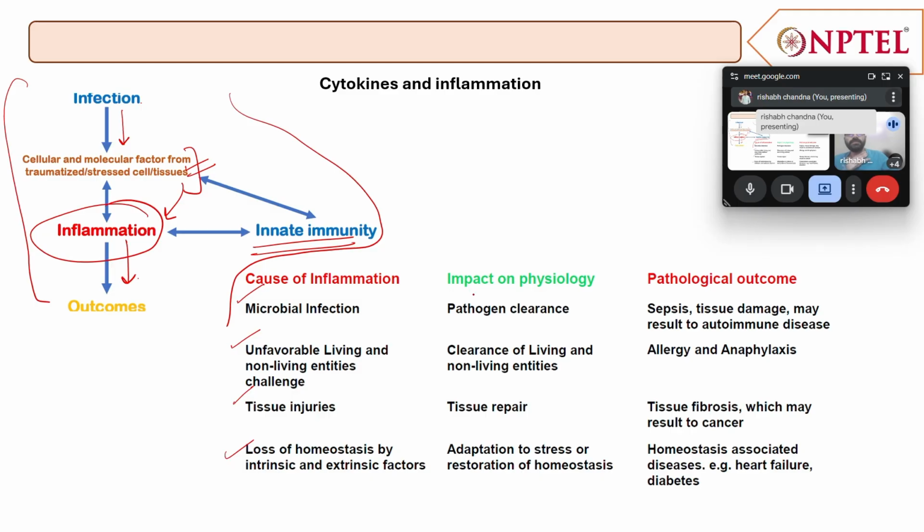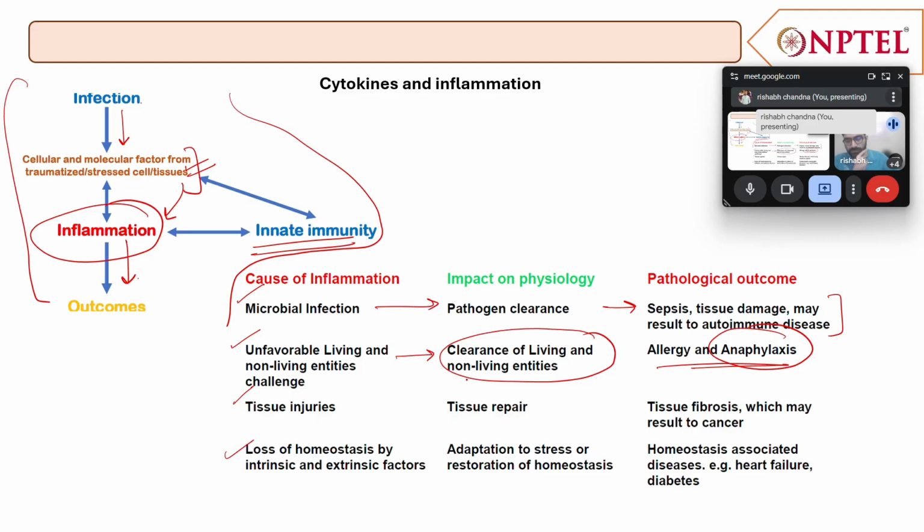Then we have impact on physiology. Microbial infection can lead to pathogen clearance. What will be the pathological outcome of that? It will lead to sepsis, tissue damage, and some of the autoimmune diseases. Unfavorable living and non-living entities help the body in clearing those entities, and these lead to allergy and anaphylaxis. Anaphylaxis is basically an immune response that is most intense, right?